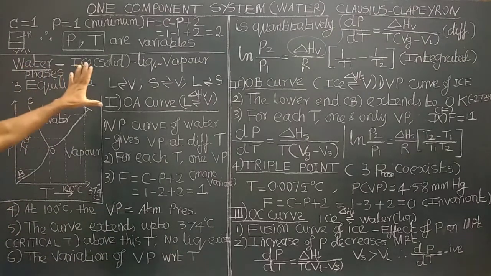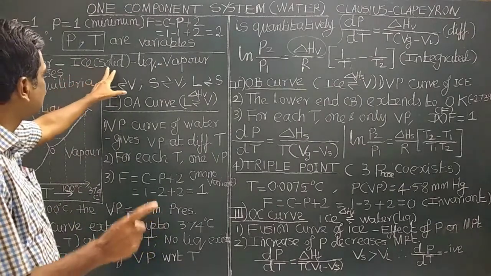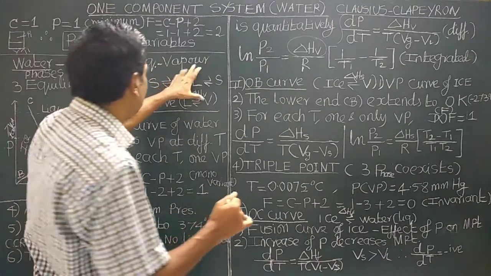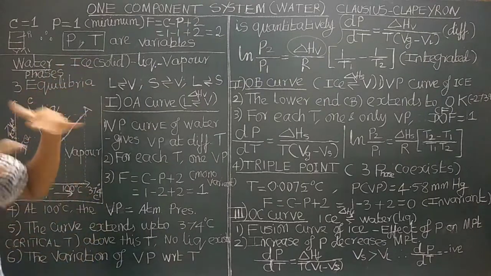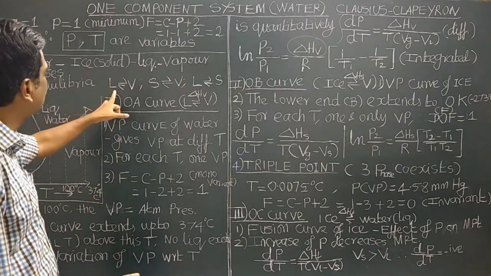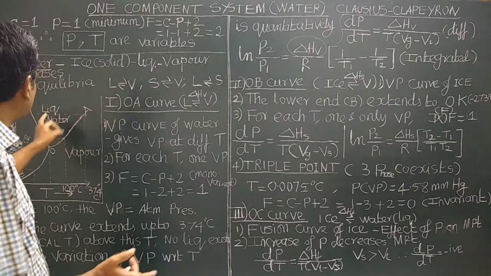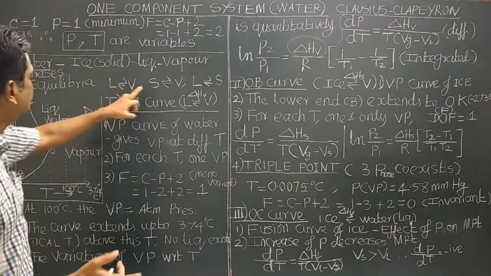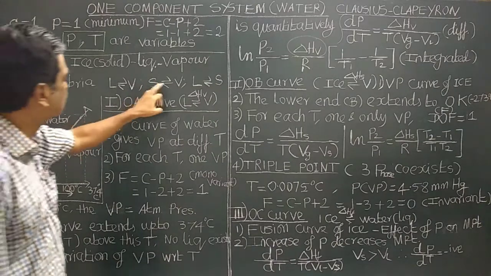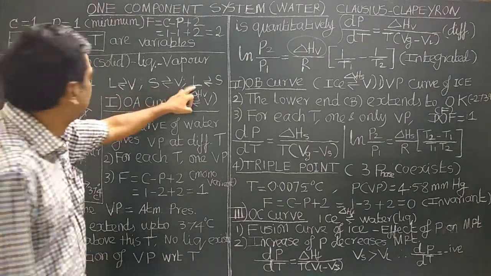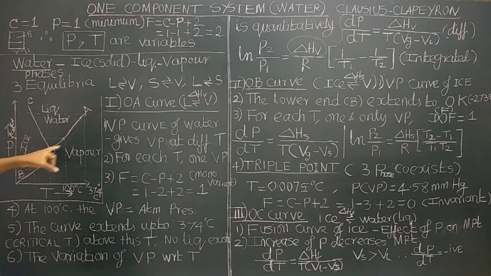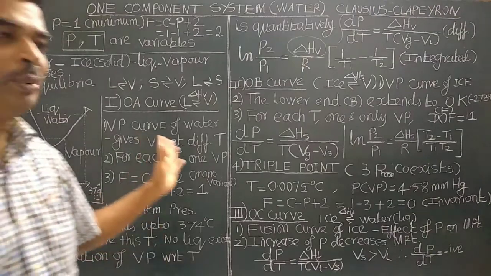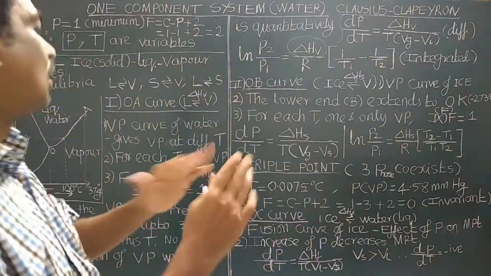Okay. Now, for water, there are three phases. As I told earlier, water exists in ice, liquid, and vapor. You know that. Very simple. Therefore, there are three equilibria. What are the equilibria? Liquid water and vapor, ice and vapor, and liquid water and ice. So there are three curves corresponding to three equilibria. Now we will explain each curve.